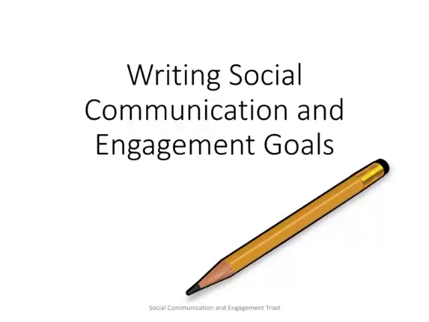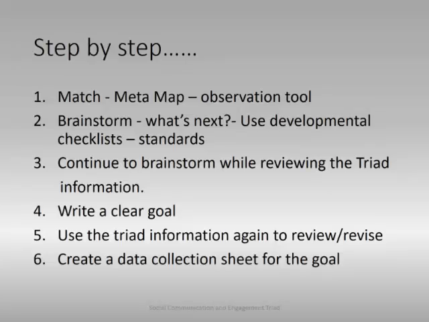Writing social communication goals can be really difficult, so we've created a step-by-step process. The process starts with what you're already doing and what we already know by matching what's working for the student, and we used the observation tool to do that. We can use any assessment data that you might have or any additional data that you've collected using the MetaMap.